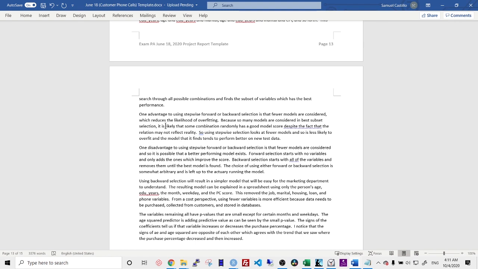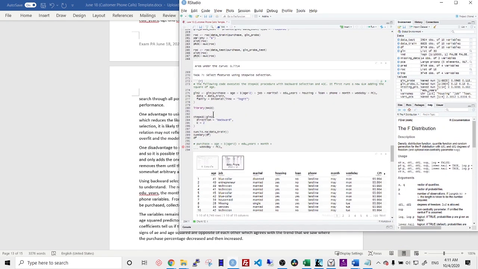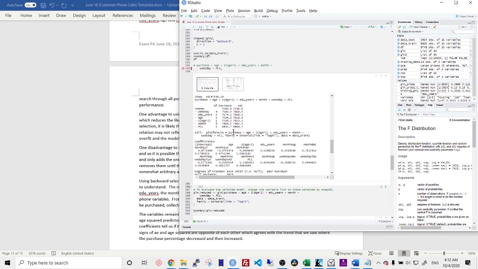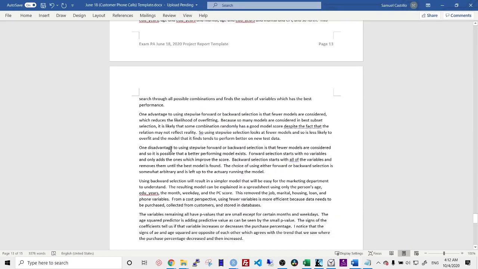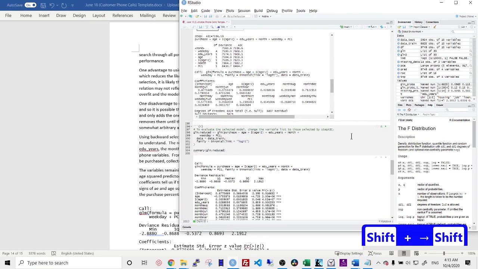From a cost perspective, using fewer variables is more efficient because data needs to be purchased, collected from customers, and stored in databases. So in the R code you saw this step AIC function, and if you just run direction equal to backward and k equal to 2, then this is the result. You can see that it's using age squared, EDU years, month, weekday, and CPI. The variables that it removed are the job, marital, housing, loan, and phone variables. Then you just copy this formula down into the next GLM and run this.